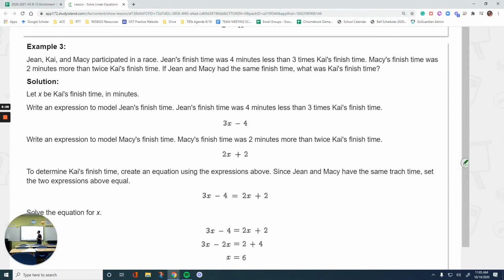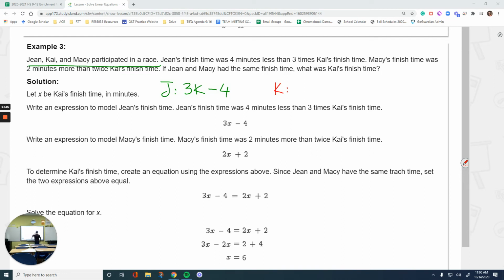Example 3. We have 3 people in here. They participate in a race. I'm going to use their initial. J's finish time was 4 minutes less than something, 3 times K. Okay? And then K, let's use another color.